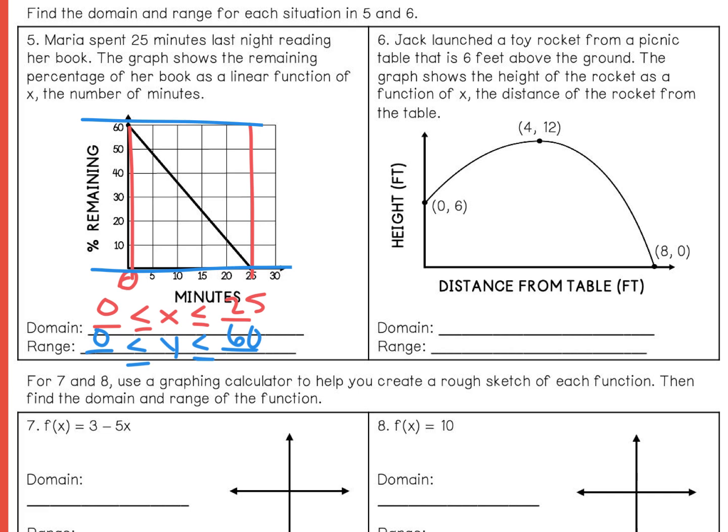Now, don't freak out on number 6 because this one actually has 3 dots. We do need all 3 dots. You just have to be careful what you're looking at. So, tell me about the domain. Remember, the domain is your X, left to right. What is it going to be? 0 to what? 8. Line or no line? Line on both because you have closed circles, right? The range is 0 to 12. So line or no line? 0 less than or equal to y, less than or equal to 12.